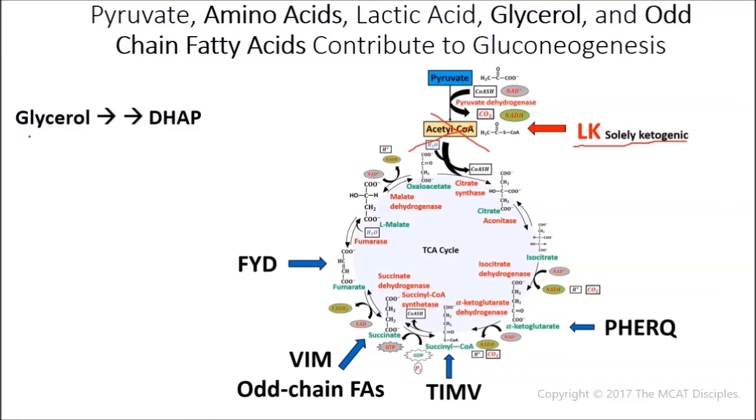Remember, glycerol can be converted into DHAP, and then go into gluconeogenesis that way. Fatty acids, however, are broken down into acetyl-CoA. The even chain fatty acids can't contribute to gluconeogenesis because they form acetyl-CoA, and you don't go backwards to pyruvate from acetyl-CoA. And the odd chain fatty acids form propionic acid that can then be converted through a series of reactions. And so the odd chain fatty acids can fit into right here.